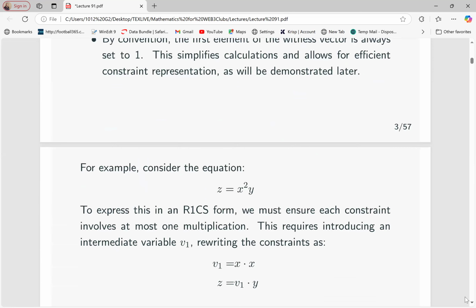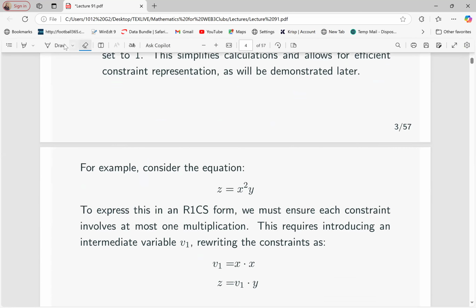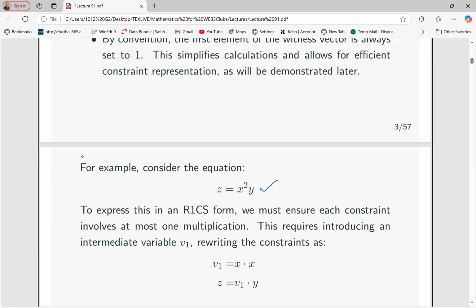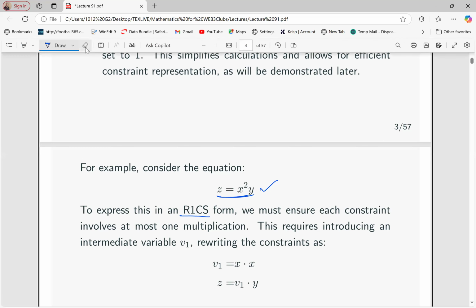Now let's look at this arithmetic circuit, and we want to convert this to a rank 1 constraint system. That means we must first come up with the constraints, then come up with a witness, and so on. That's what I want us to do.